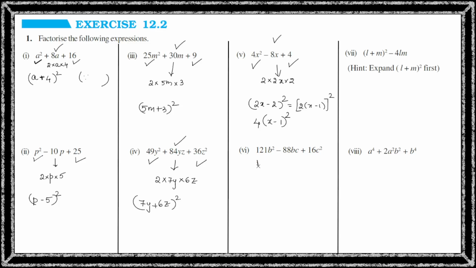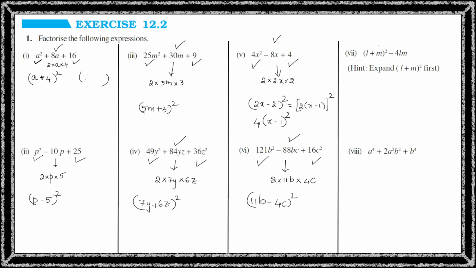Next I have 121b square, which is 11b whole square. This is 4c whole square, and this is 2 into 11b into 4c. You can quickly check that it does fit the criteria. Therefore, I have 11b minus 4c whole square is nothing but the given expression.